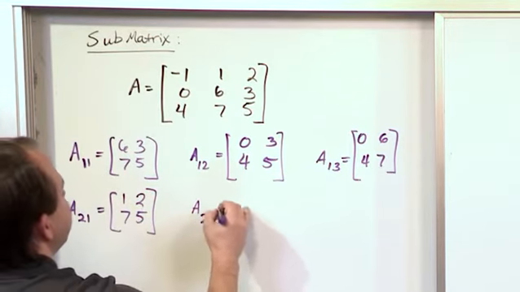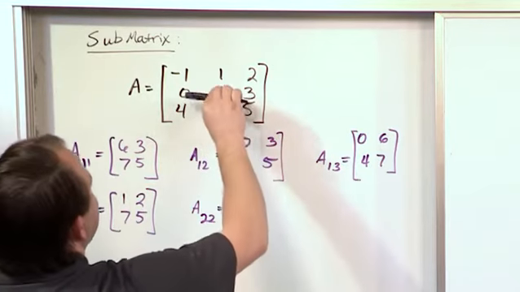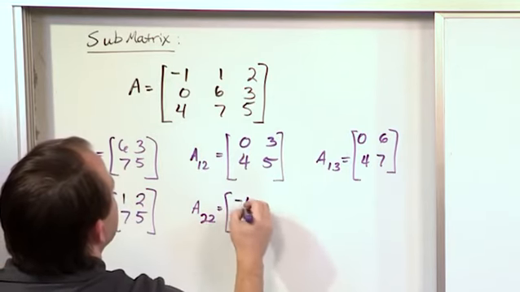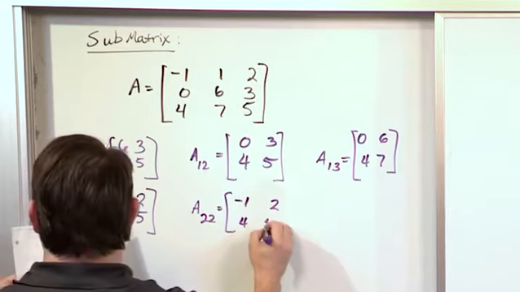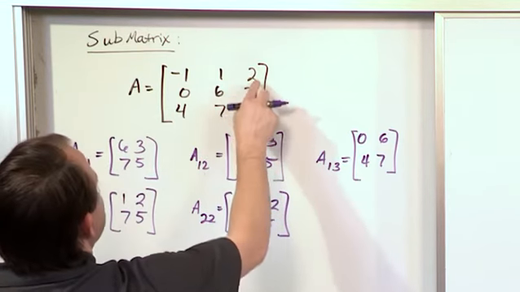A2,2 would be this middle element here, and I would cross this out and this out, so I have -1, 2, 4, and 5. Basically these elements around here.